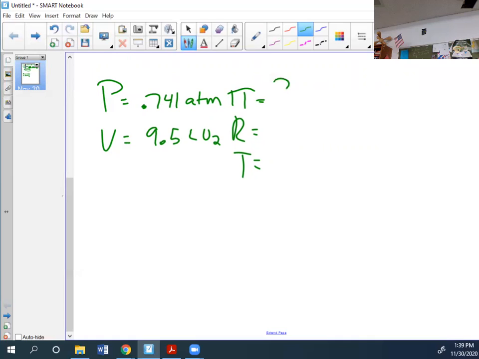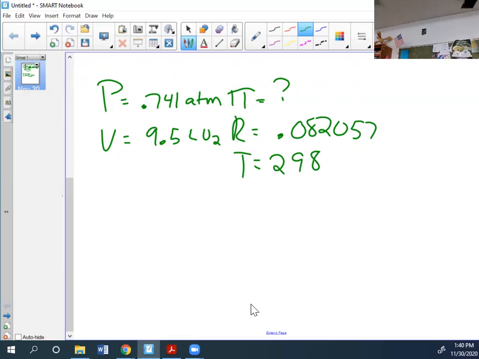What's R? Moles is what I'm looking for. What's R? 0.082057. Oh, I was close. And what about temperature? It's gonna be 273... 298. In this case, I don't need the 0.15 because there's no decimals there.